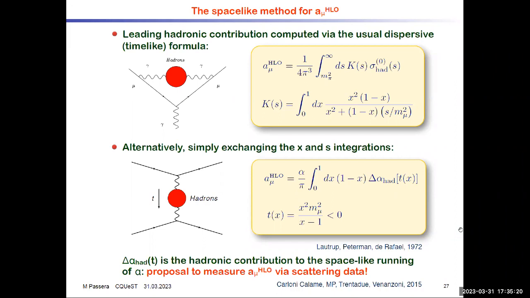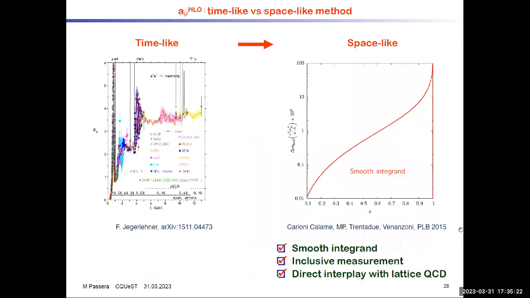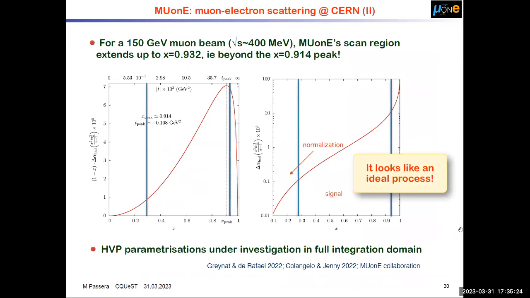Integral from 0 to 1. Here it is: the integrand is 1 minus x times delta alpha. The red curve is the integrand, so the area below the red curve is the hadronic contribution, which is the integral. Now, where is it peaked? It's peaked at this value of q squared, and this is 330 MeV.